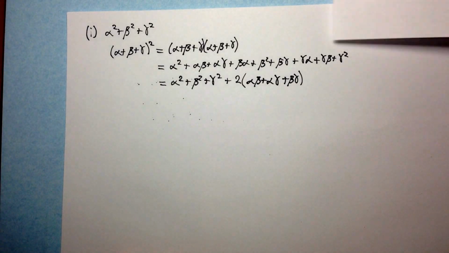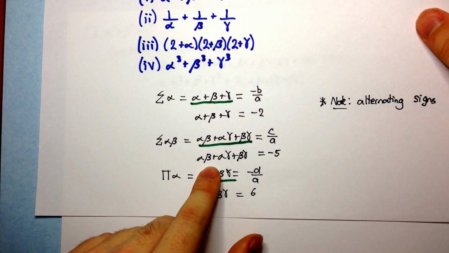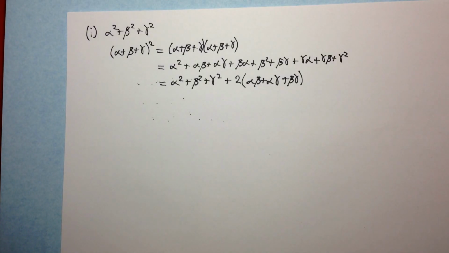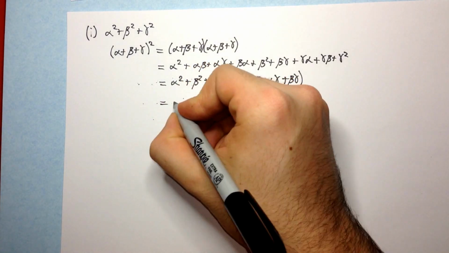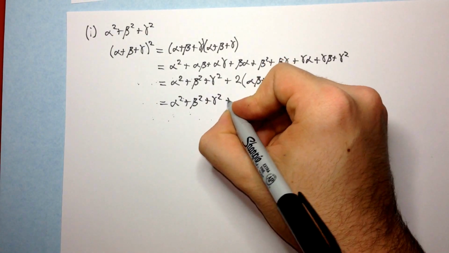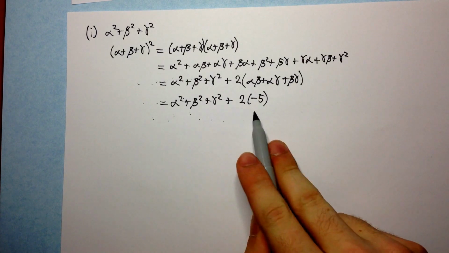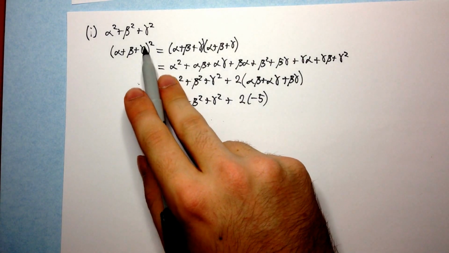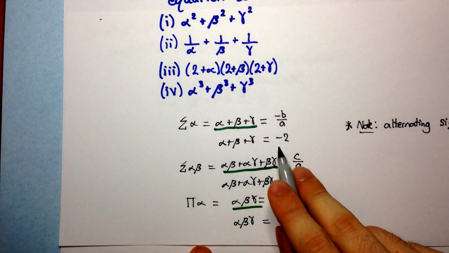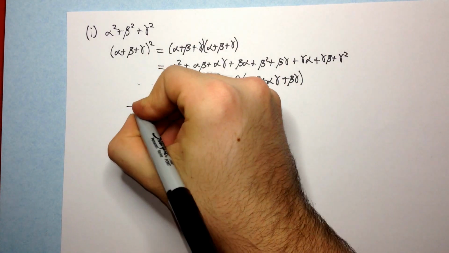Okay, but we know from previously that alpha beta plus alpha gamma plus beta gamma is equal to minus 5. And so we get alpha squared plus beta squared plus gamma squared plus 2 into negative 5. But what's this equal to? This is equal to the sum of roots all squared. And we have that the sum of roots is minus 2. So all of this is equal to minus 2 squared.